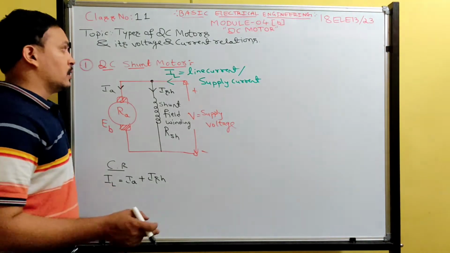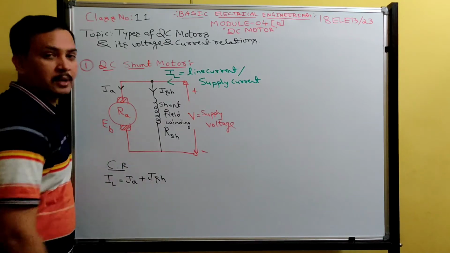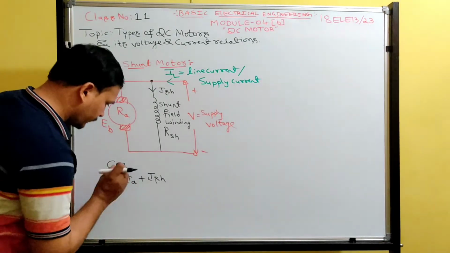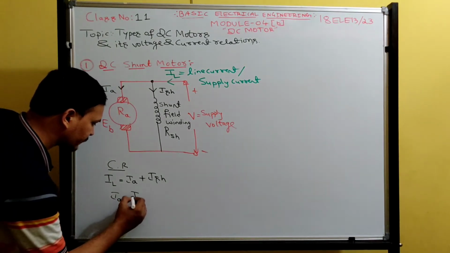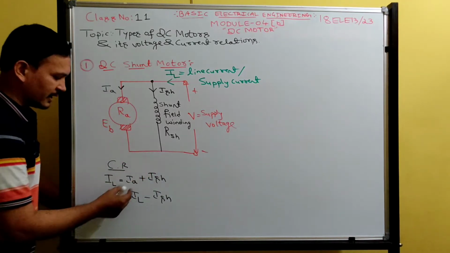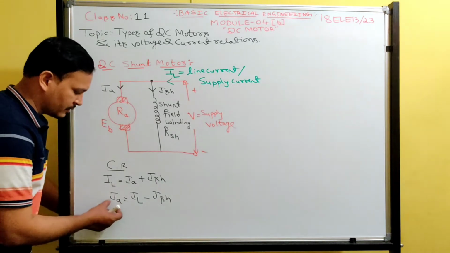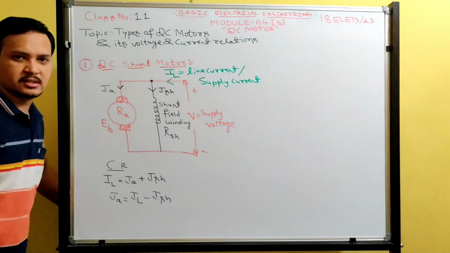But in order to find the back EMF or the supply voltage, I need an armature current equation. From this, I can write IA as IL minus ISH. I am retaining IA here itself and taking ISH to the left-hand side, so the armature current equation will be IA equals IL minus ISH.